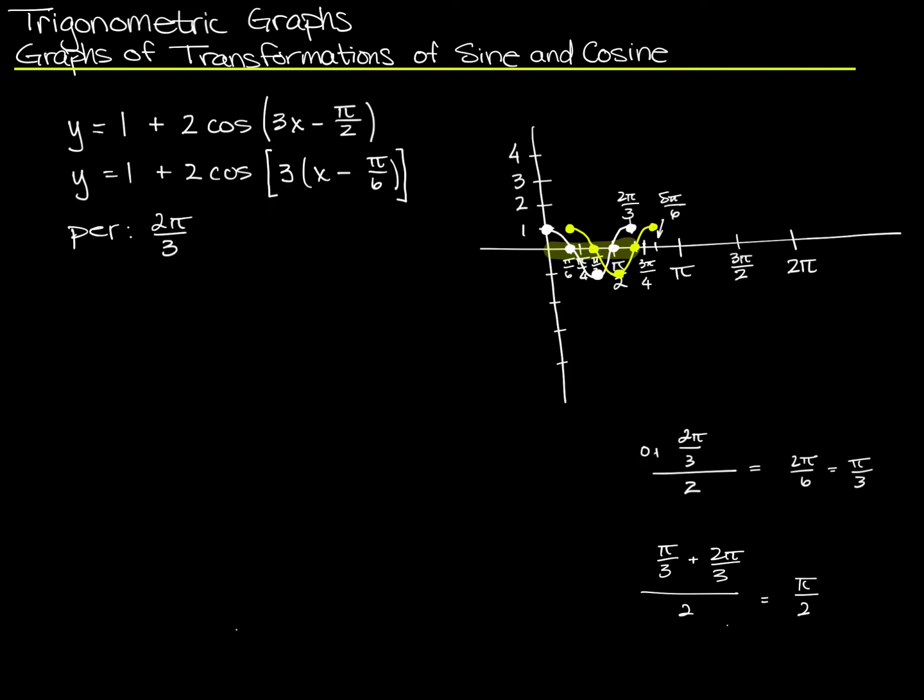All right, so I did the 3 by finding the period in white. I dealt with that pi over 6 in yellow. Now I'm going to deal with the 2.